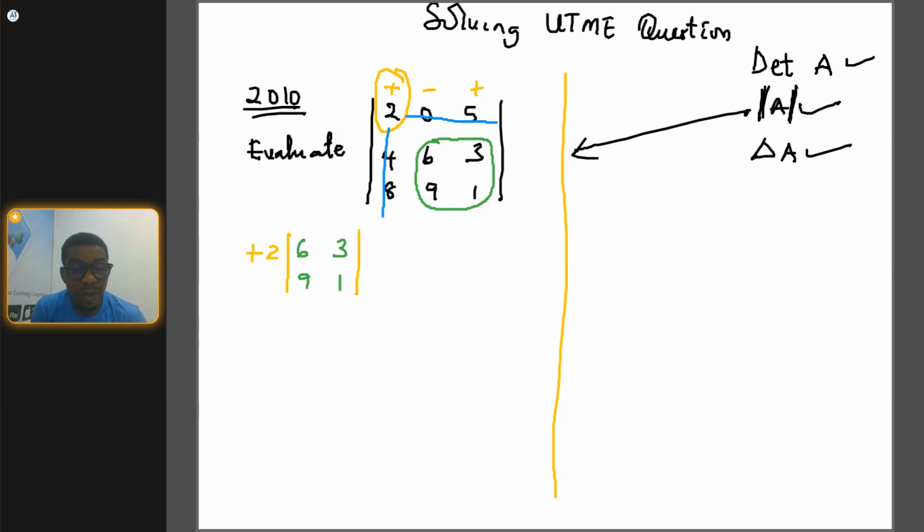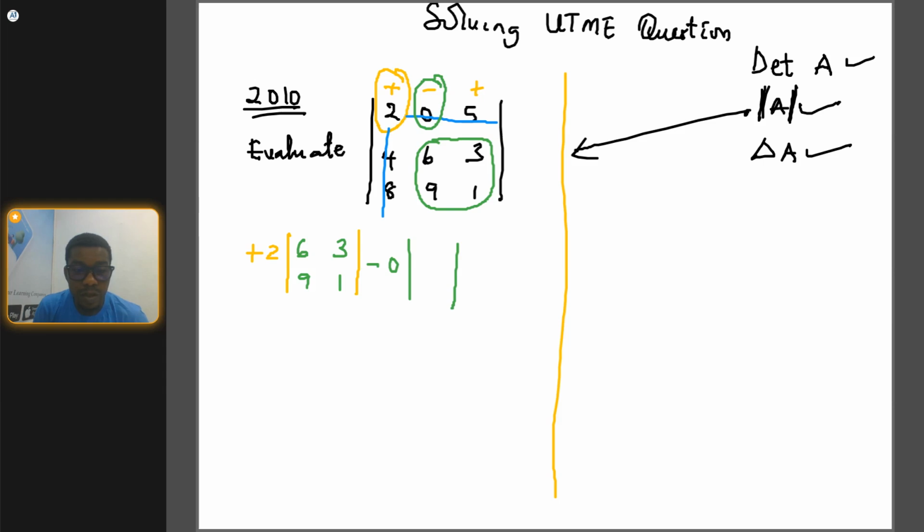You do the same thing for the second one. The second one is minus 0, minus 0. So if I select minus 0 like this, I'm going to write minus 0, and have the matrix of it also. Now I'm going to cancel wherever minus 0 is appearing. So let me use another color for that.